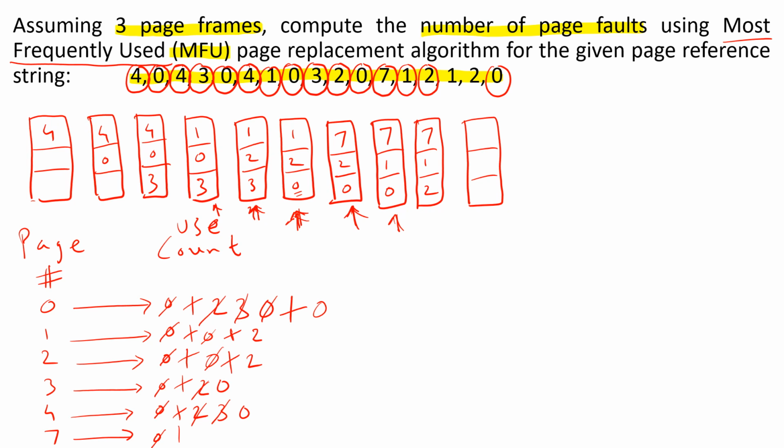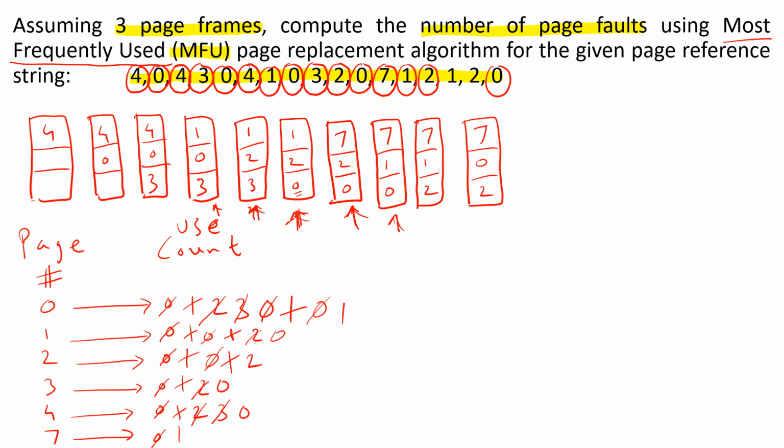Now out of 7 1 2, the count for 7 is 1, count for 1 is 2, and count for 2 is also 2. So again there is a tie. So how are you going to resolve the tie? Using first in, first out. Now if you look at this, out of 1 and 2, 2 came just over here and 1 came before 2, right? 1 came before 2. So 1 will be replaced. So it would be 7 0 2. The count for 1 becomes 0, count for 0 becomes 1, and that's it, right?